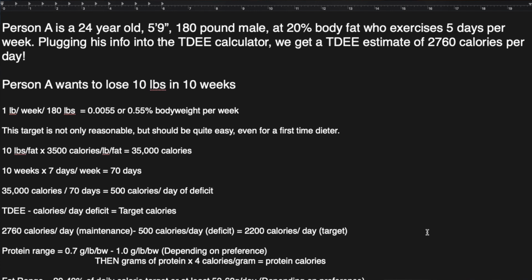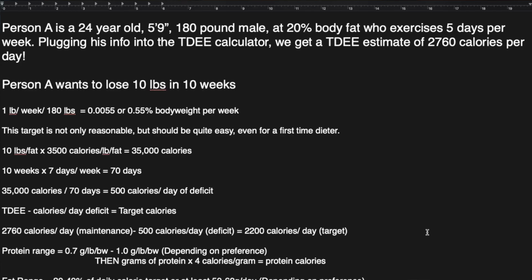10 pounds of fat times 3,500 calories per pound of fat gives us 35,000 calories. 10 weeks gives us 70 days. So our guy here is trying to distribute an overall calorie deficit of 35,000 calories over 70 days, which averages out to 500 calories a day of deficit. His target calories will be his total daily energy expenditure subtracting his calories per day of deficit. So his TDEE of 2,760, which we have above, we're subtracting 500 calories a day. So his target is roughly 2,200 calories a day.